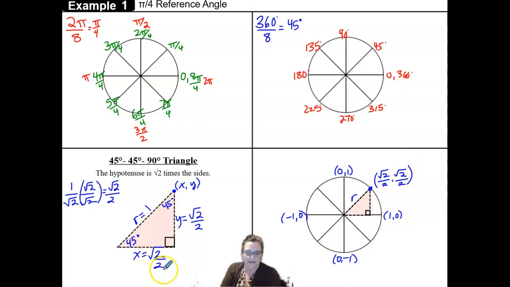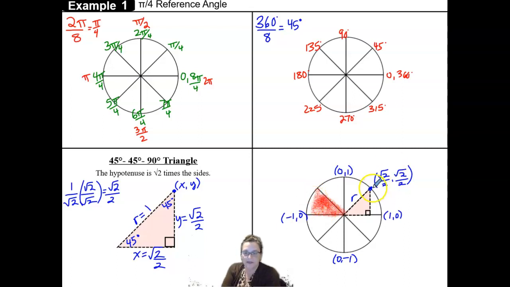Now, if I take that reference angle and reflect it into quadrant 2, we're going to take this point and drop it down to make a perpendicular. And so here is my reference triangle in quadrant 2.